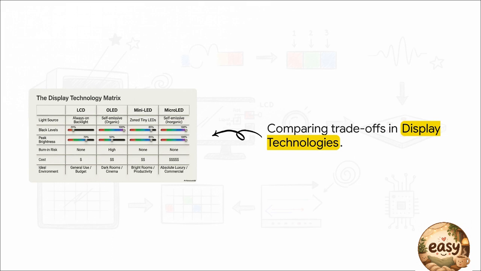However, if we drop down to peak brightness, OLED falls behind at 50% due to those heat limits, while Mini-LED pushes up to a brilliant 85% without the high burn-in risk. And of course, straight across the board, MicroLED pegs all the performance meters to a flawless 100%. But as you can see, it carries a massive $5 sign cost. It perfectly maps out the precise trade-offs of modern engineering.